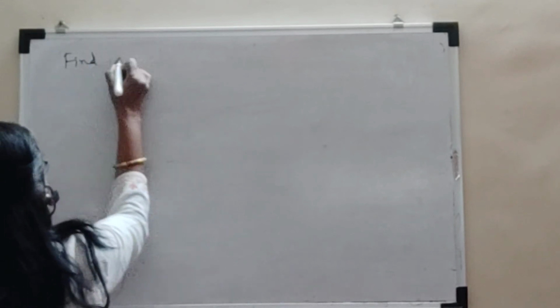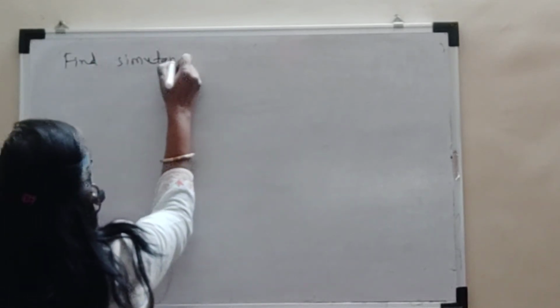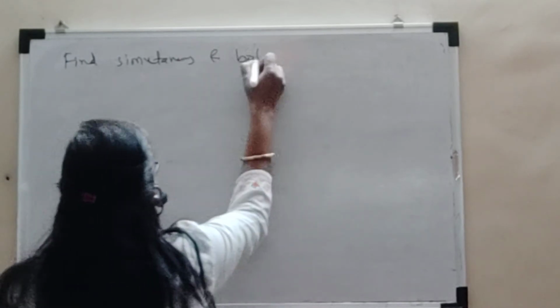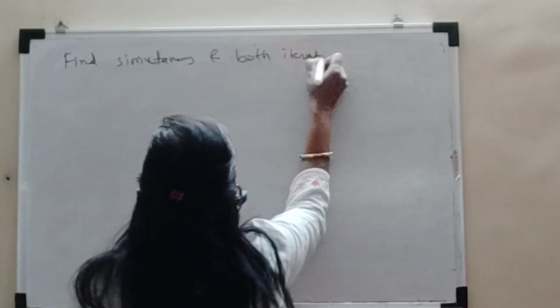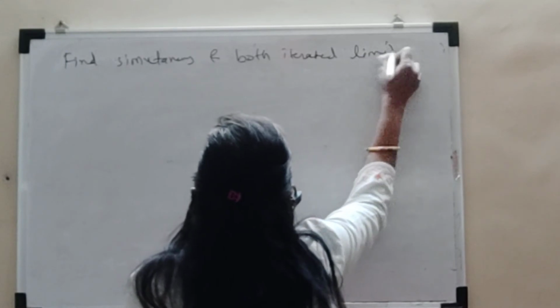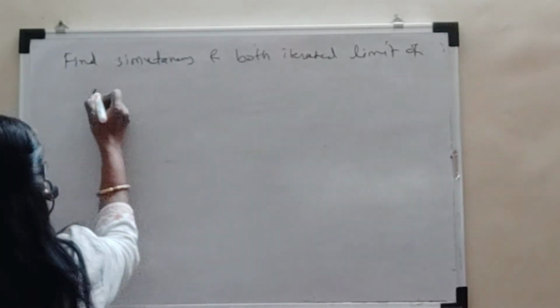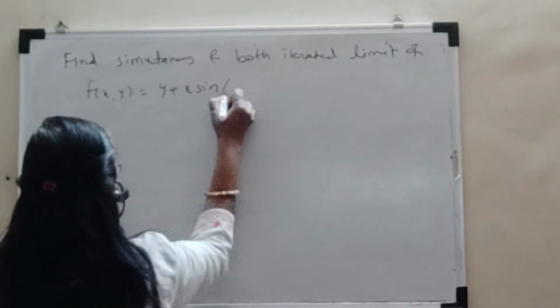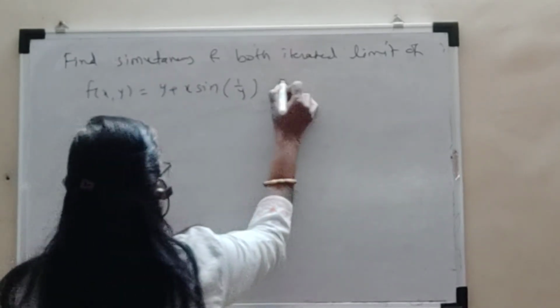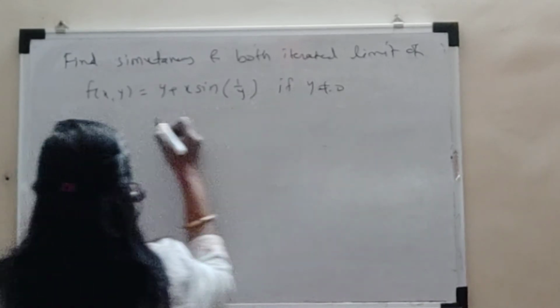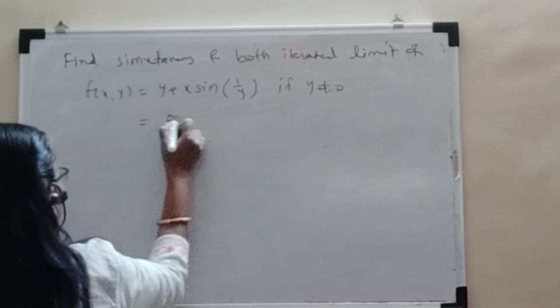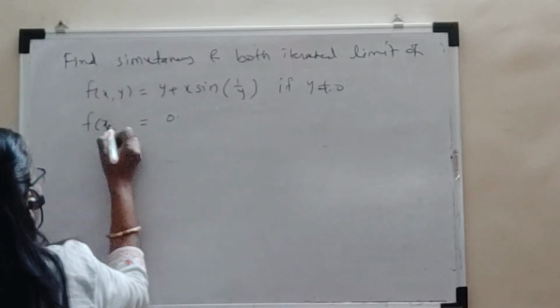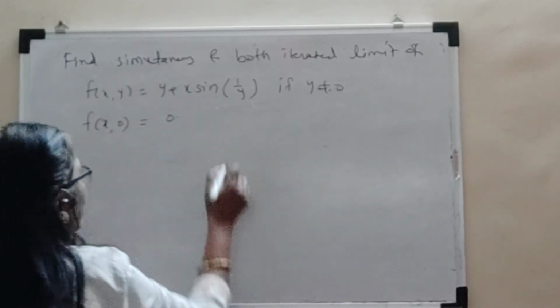Find both the iterated and simultaneous limit of f of x, y equal to y plus x into sine of 1 by y if y is not equal to 0, and equal to 0 if y equals 0, or f of x, 0 is equal to 0.